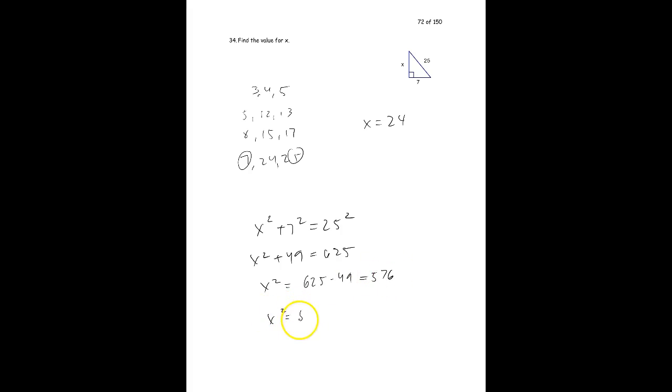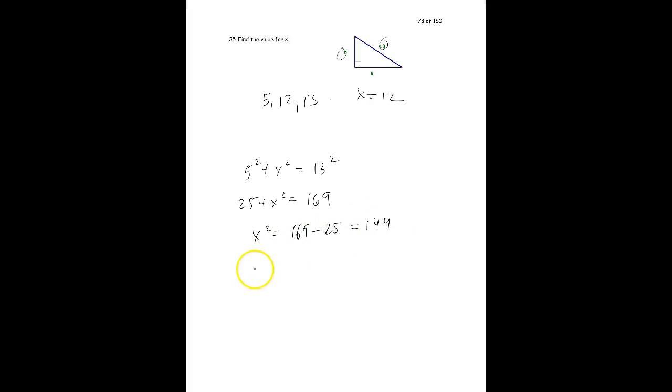X squared equals 576. Take the square root of both sides. X equals plus or minus square root of 576, which equals plus or minus 24. And again, we throw out that negative solution to get x equals 24 because negative distances don't make sense in this context.